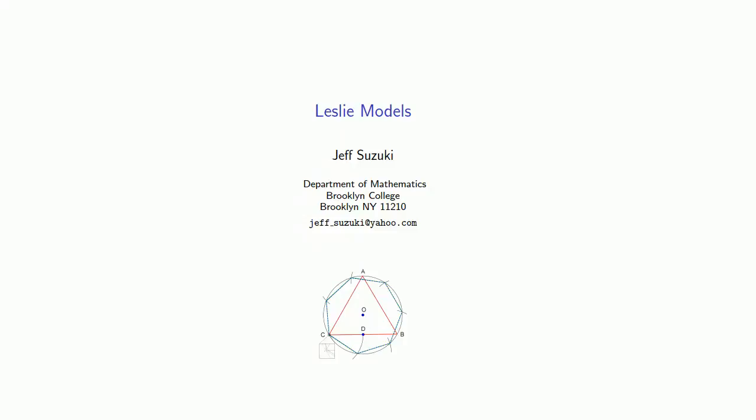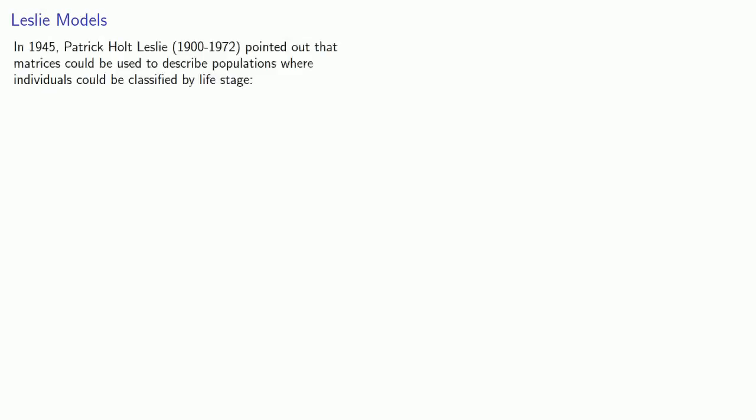One of the important uses for matrices is describing what's called a Leslie model. In 1945, the Scottish mathematician Patrick Holt Leslie pointed out that we can use transition matrices to describe populations where individuals can be classified according to life stages. For example, butterflies go through 4 stages: egg, larva, pupa, and adult.